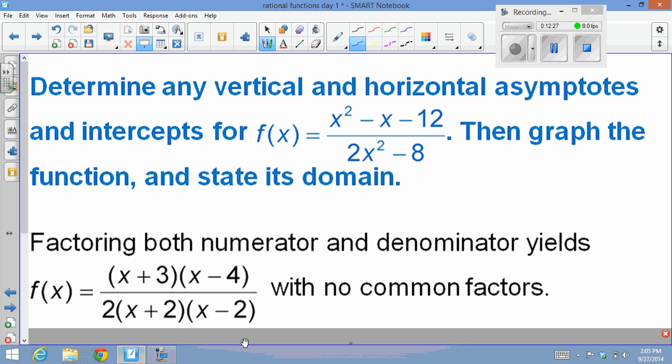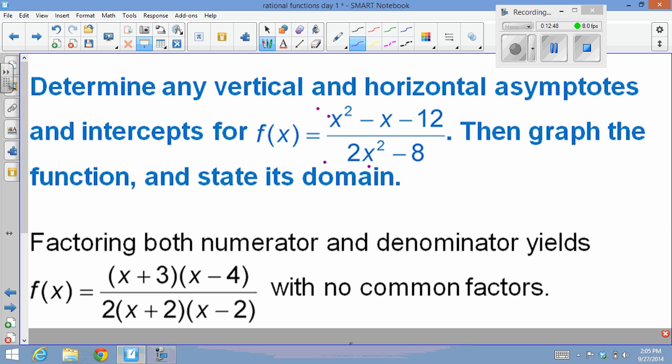My horizontal asymptotes, again, if I go back to the original, they both have the same degree in the numerator and the denominator, x squared and 2x squared. So that means y equals 1/2, because I take the leading coefficient of the top and the leading coefficient of the bottom. So that's y equals 1/2 will be my horizontal asymptote.